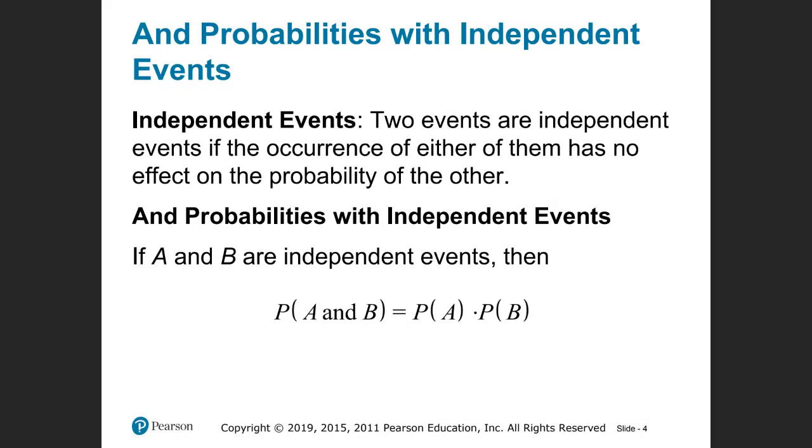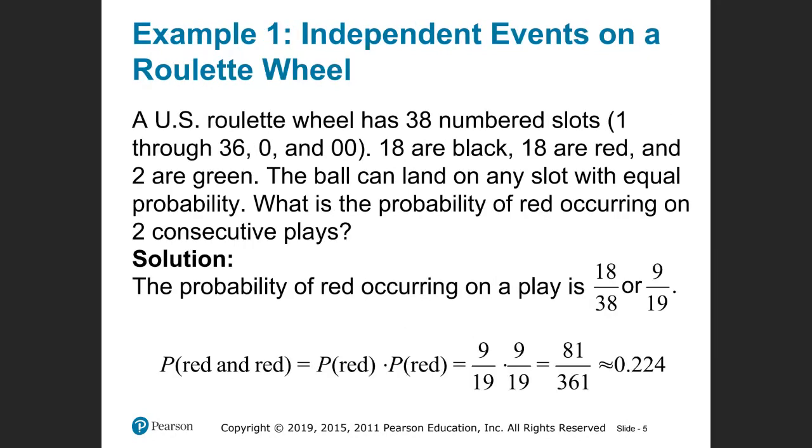Independent events. Two events are independent events if the occurrence of either of them has no effect on the probability of the other. And probabilities with independent events: if A and B are independent events, then the probability of A and B equals the probability of A times the probability of B. Here's an example.